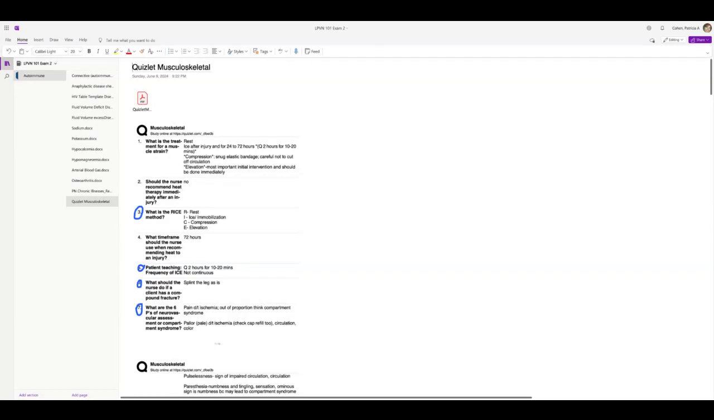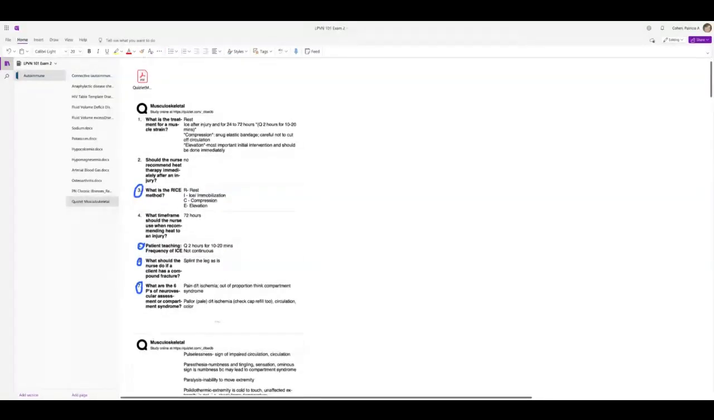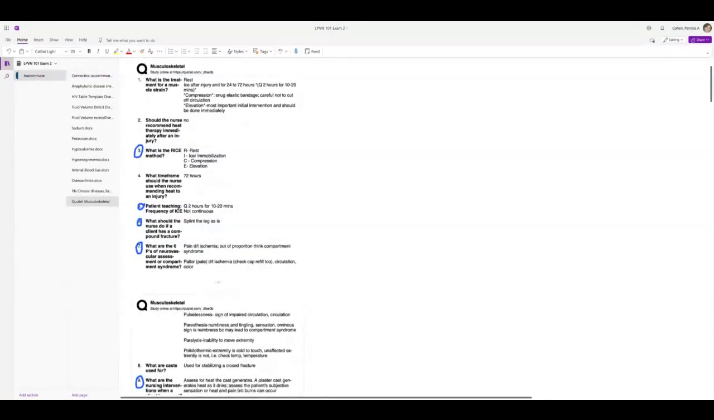If you come across somebody that has a compound fracture, now a compound fracture is an open fracture. So the bone is sticking through the skin. Okay, so there's a wound that's open and they have a fracture. Okay, so what you're going to do is don't try to fix it. You're going to splint the leg as it is. So splint as it lies is what they say. Okay. You're going to have to do the 6 Ps, right? So make sure you remember the 6 Ps and how to assess them. Okay. So you can go over that.